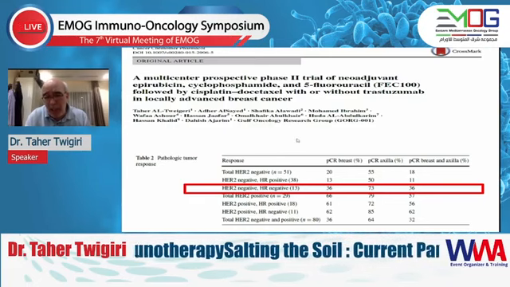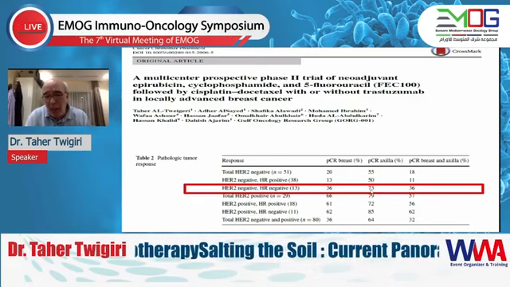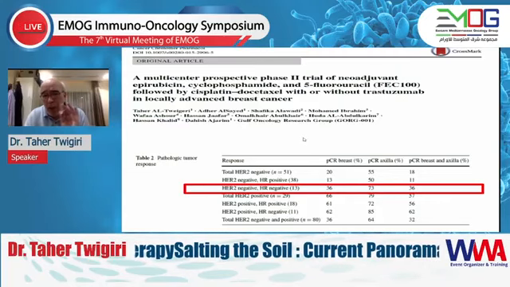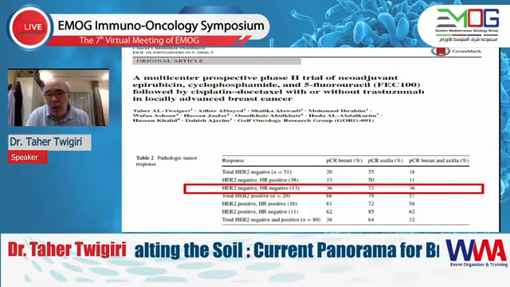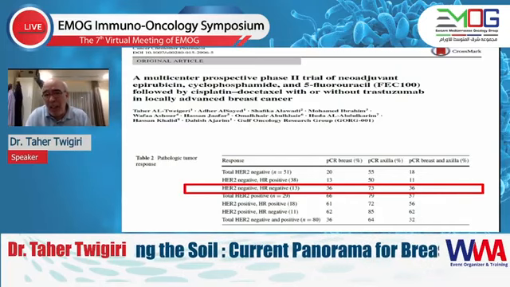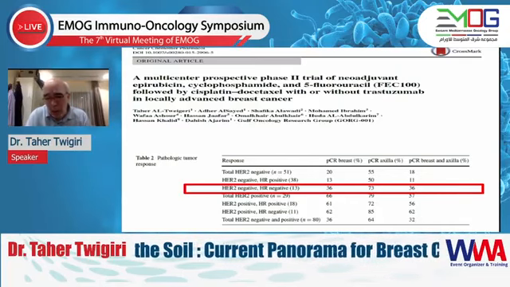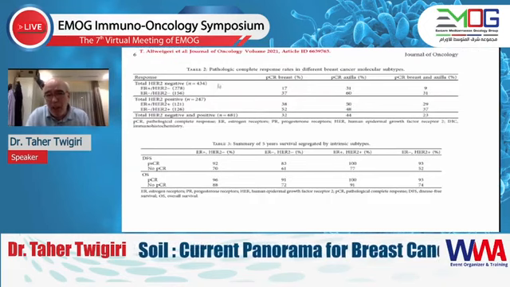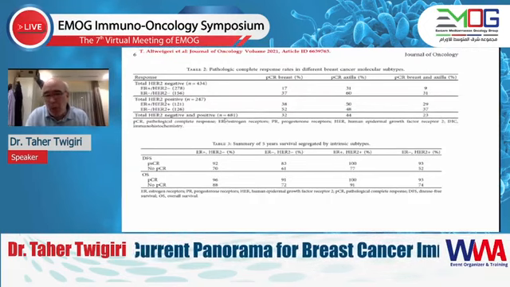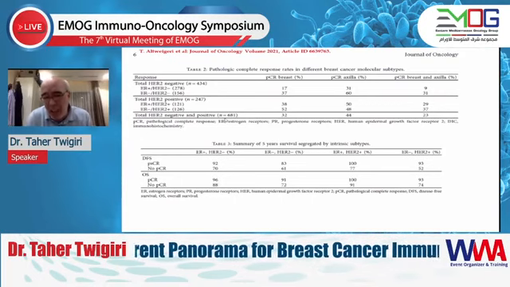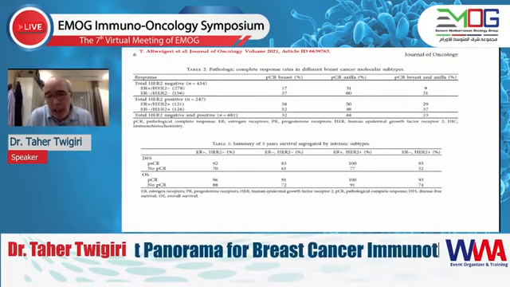For triple negative disease, we achieved 36% pCR in breast and axilla, and 73% in the axilla, with only chemotherapy consisting of FEC followed by cisplatin and docetaxel, with or without trastuzumab, but this is mainly for triple negative.